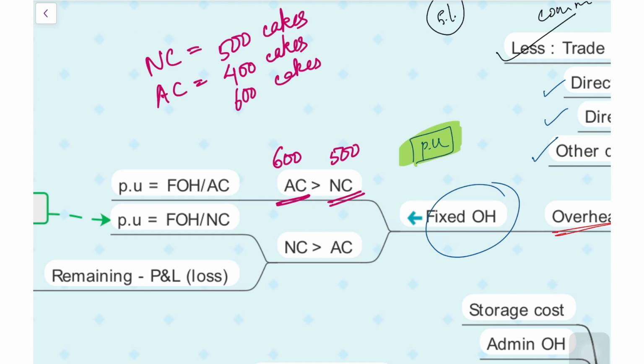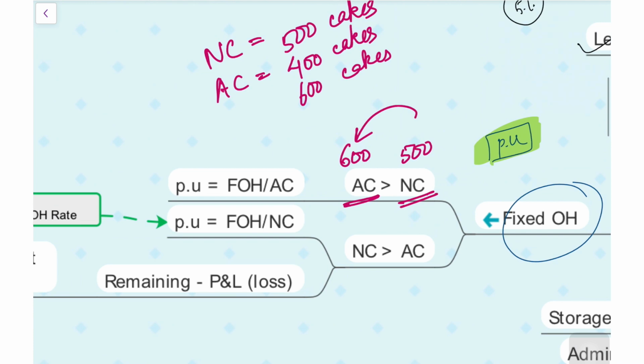Here what happens? Your fixed overhead gets split over an even bigger quantity. So your fixed overhead cost per unit will be lesser, and the cost of your product will go down, correct? So here how do you find out your per unit cost? You have to find fixed overhead divided by actual quantity. Suppose the fixed overhead is 1 lakh rupees, so you do 1 lakh divided by the actual quantity that you have produced, that is 600 cakes. This is how you will find out your per unit fixed overhead.